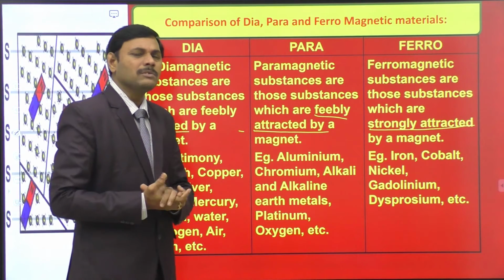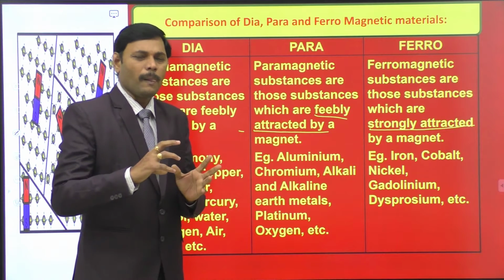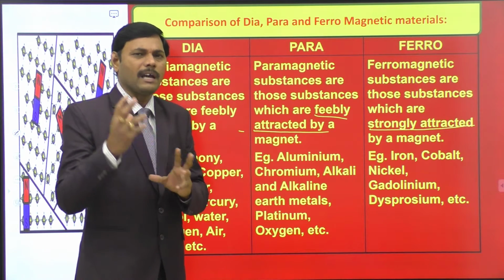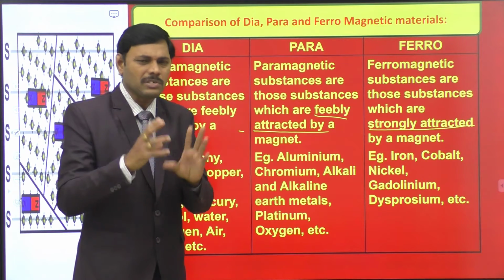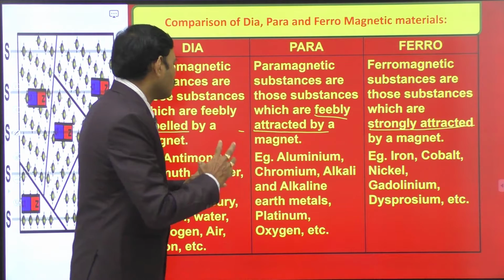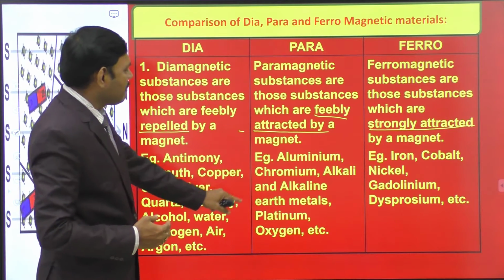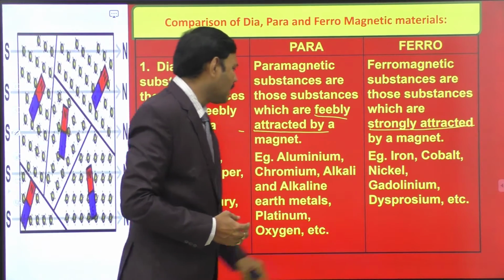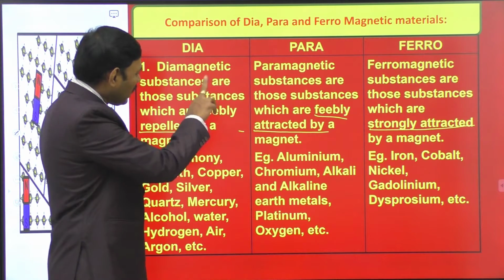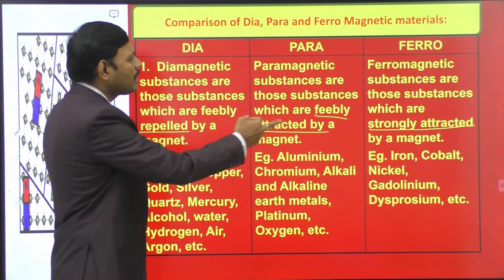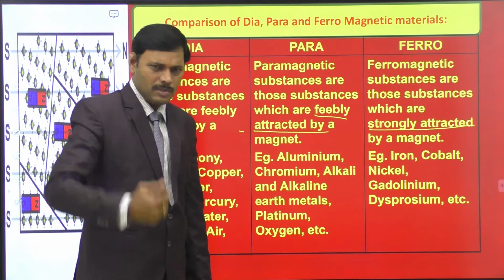Next I would like to describe the difference in how substances get diamagnetism, paramagnetism and ferromagnetism, and what internal structure these materials have. Remember, all are metals. Copper is a metal, aluminum is a metal, iron, cobalt, nickel, all are metals, but copper belongs to diamagnetism, aluminum belongs to paramagnetism, and iron, cobalt, nickel belong to ferromagnetism. So all are metals but showing different natures.